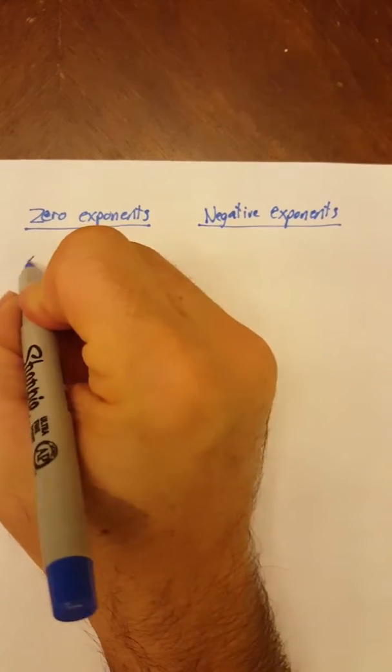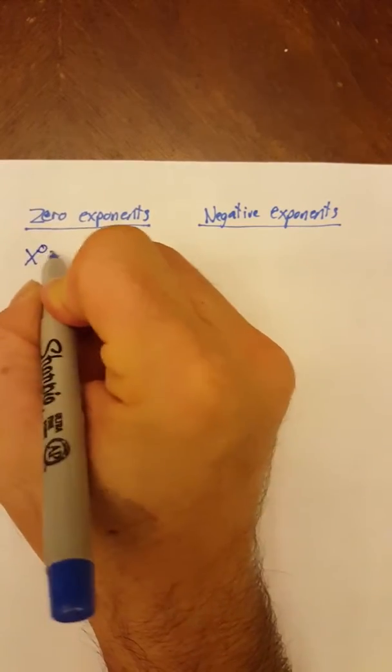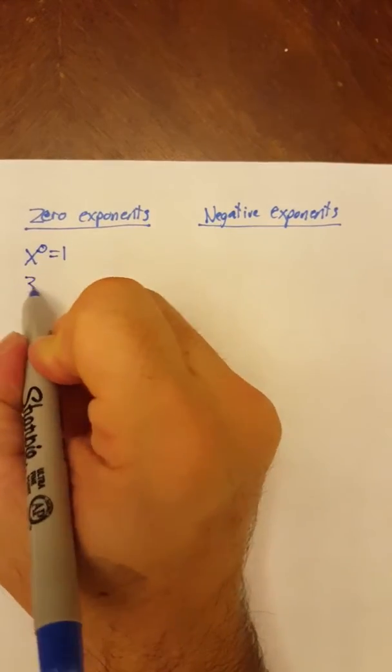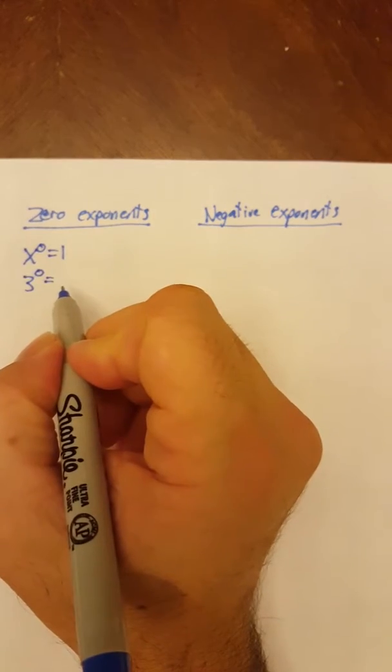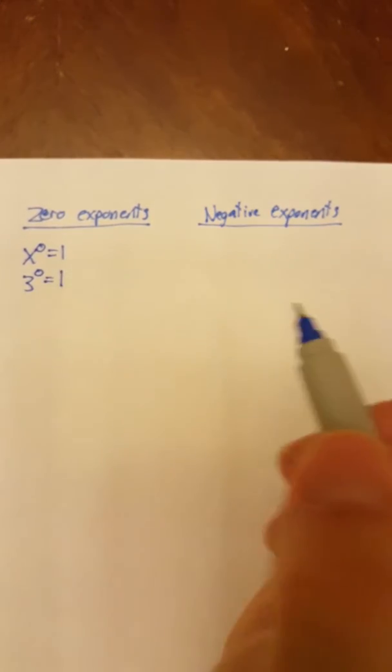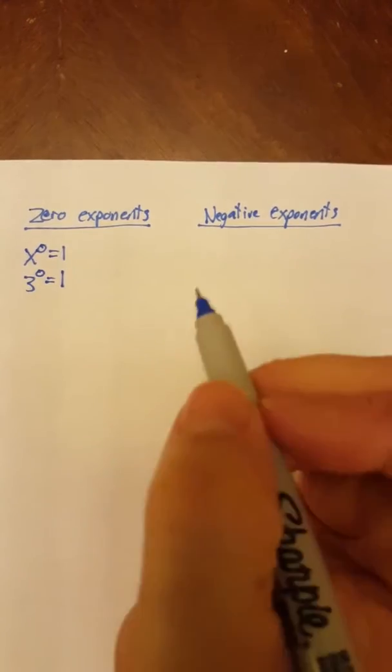Video gets into zero exponents and negative exponents. Zero exponents are really easy. You just have to remember that anything to the 0 power is 1. So if I have x to the 0, it's going to equal 1. Same thing holds true if you have a number to the 0 power, it still equals 1. No matter what you have, it's going to be 1.